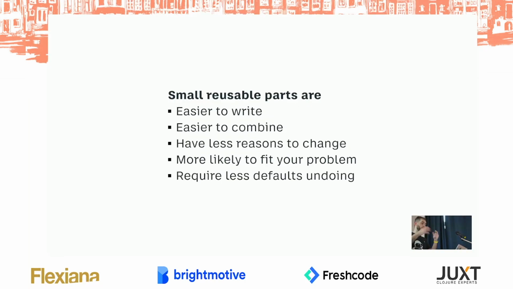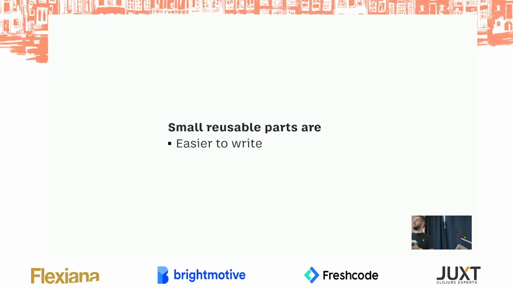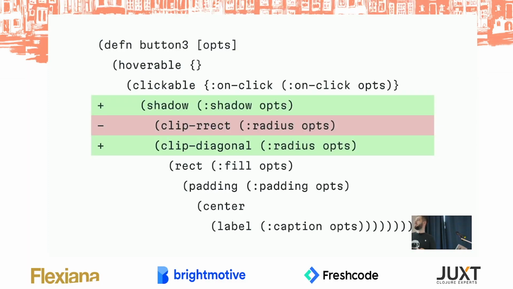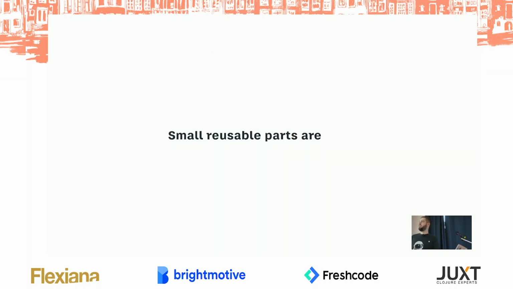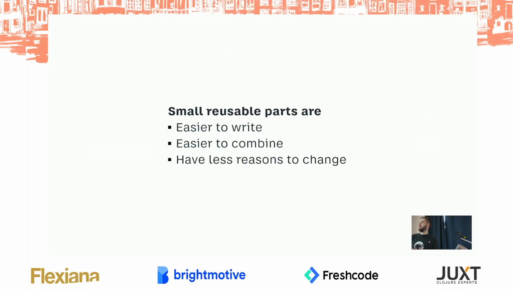Small components are easier to write, easier to combine. They have less reasons to change, right? So, for example, center will always be center. There are no options to modify it. It's just center, right? Or label. It's so simple. There is no reason to change it. So yeah, they have less reason to change.